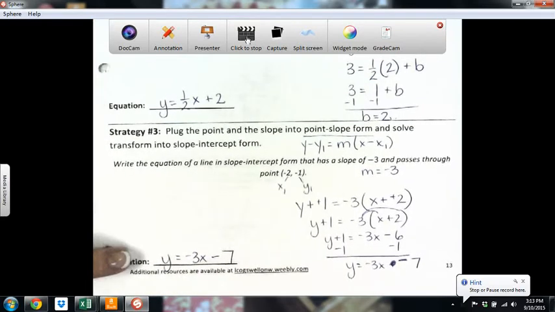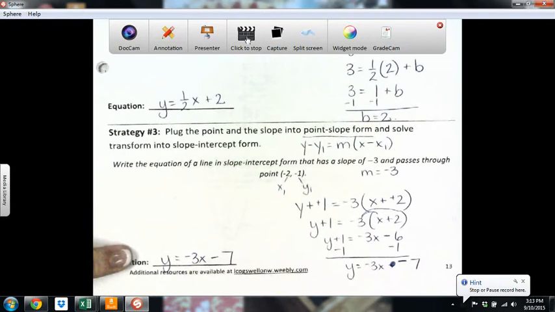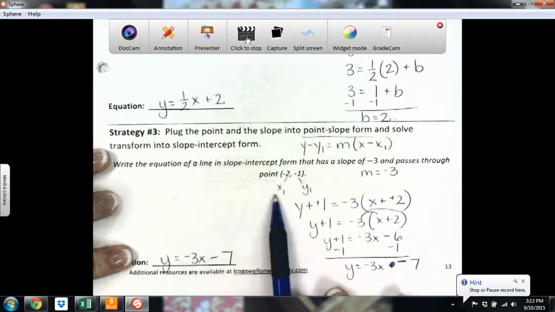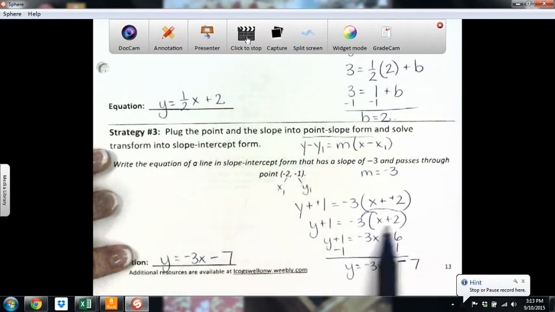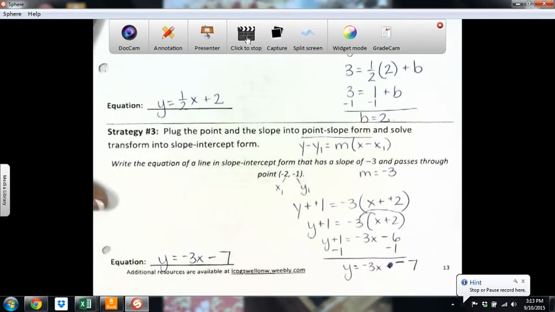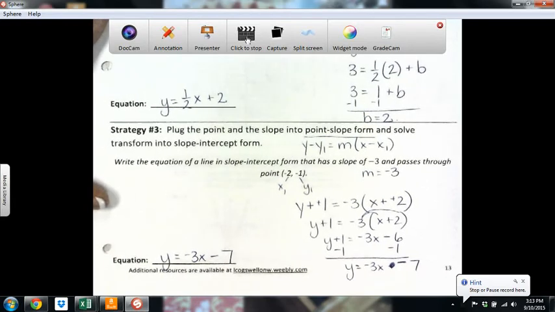I like this one because I don't have to solve for something and plug it back in. I just plugged in the information they gave me, and then I rearranged it, first by distributing, and then moving this value to the other side, in order to get the equation in slope-intercept form. You get to choose which strategy works the best for you, but make sure that you feel confident in at least one strategy.